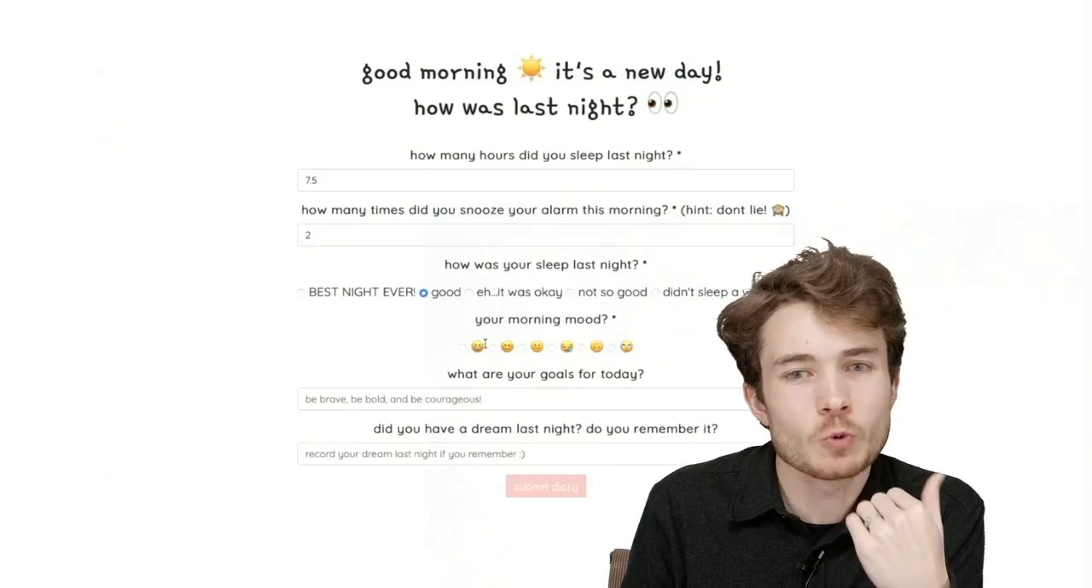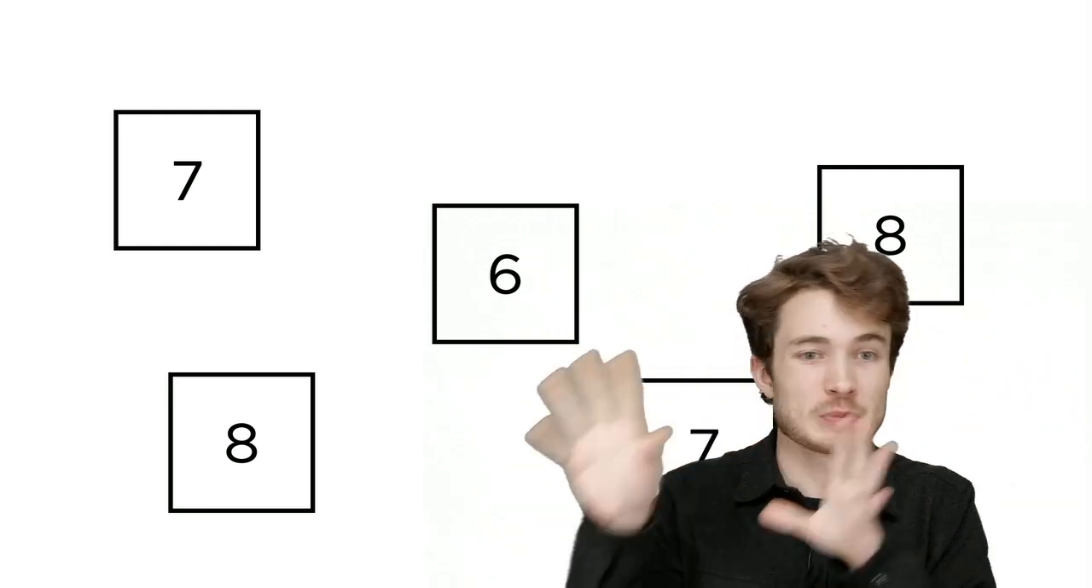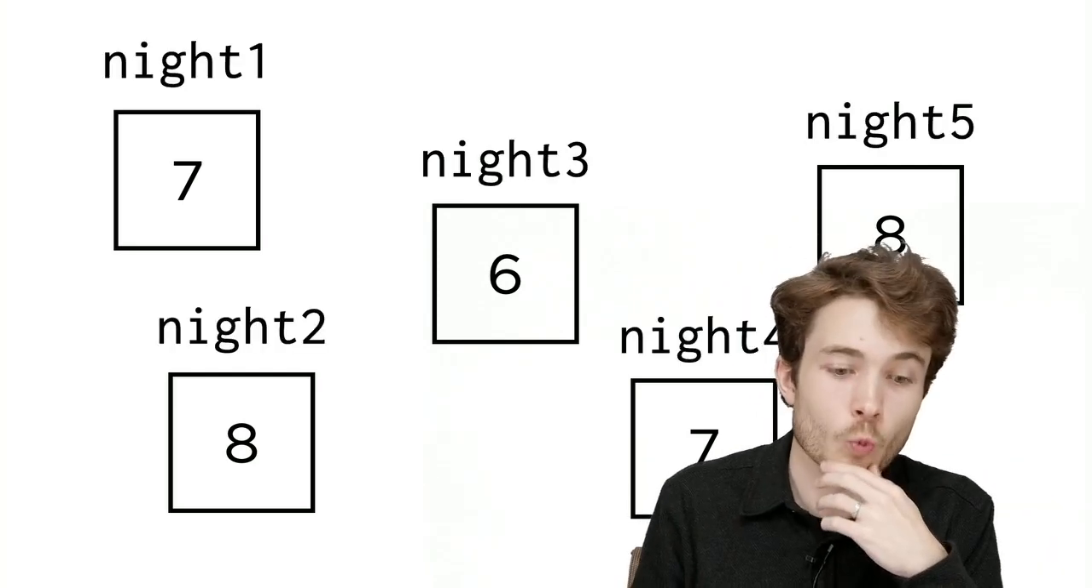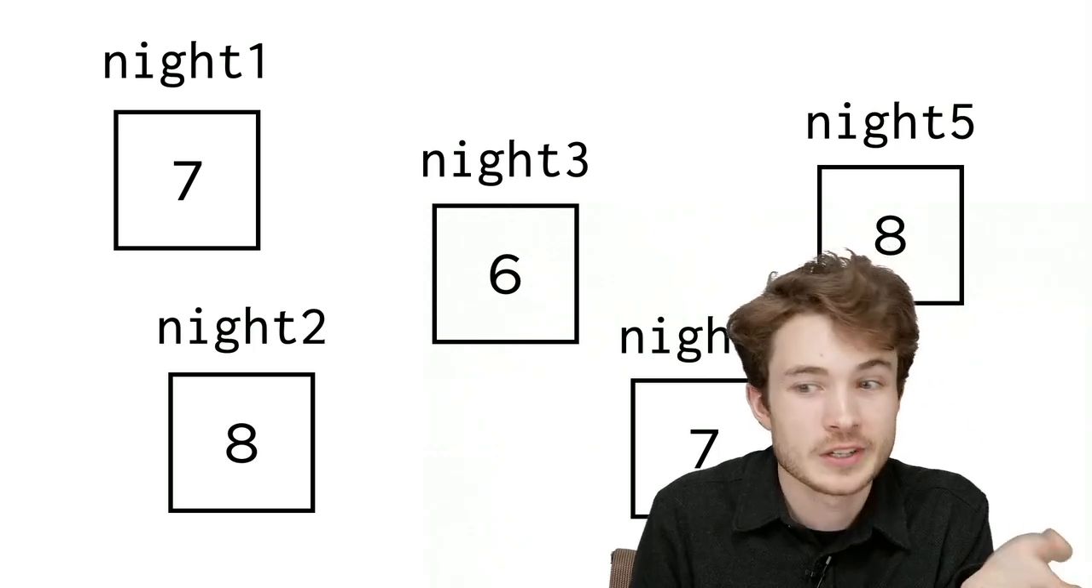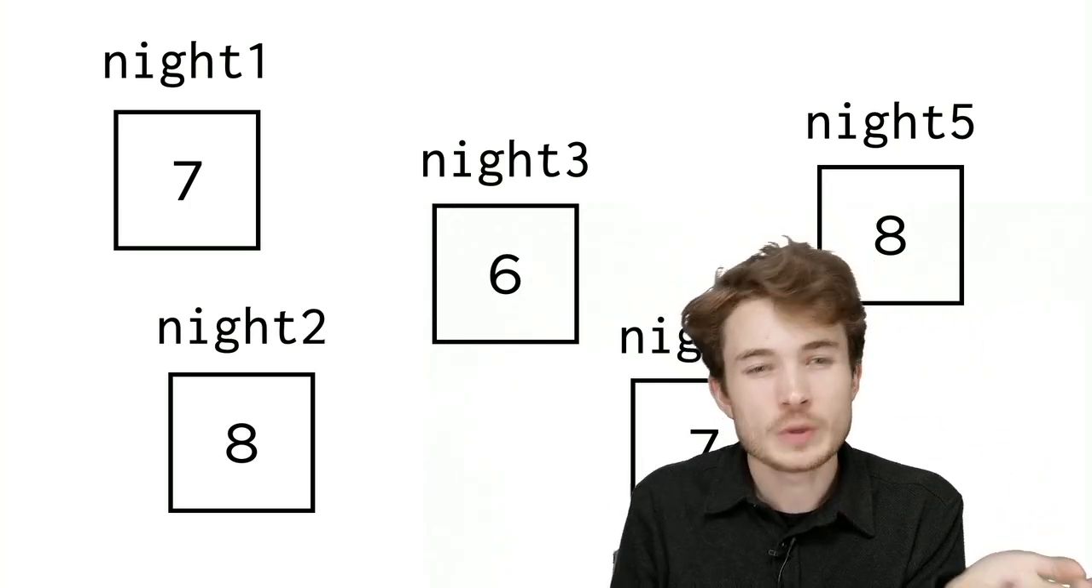Now, if we only had things like variables and not arrays, we might be forced something a bit like this. We might have to store this data in individual pieces, kind of around our computer's memory, and we might even give them individual names, something like, well, on night 1, we slept 7 hours. On night 2, we slept 8 hours. On night 3, we slept 6 hours.